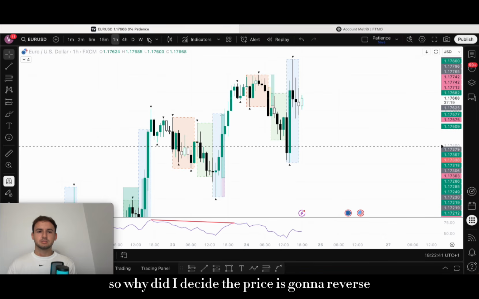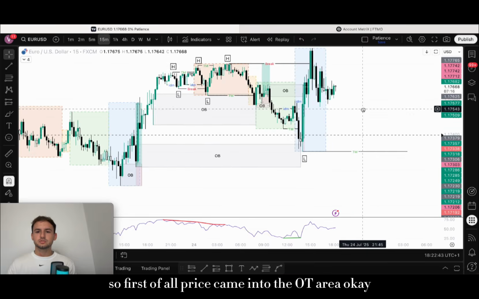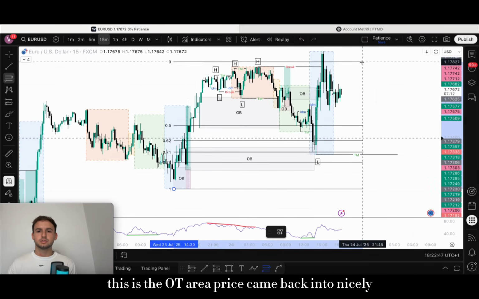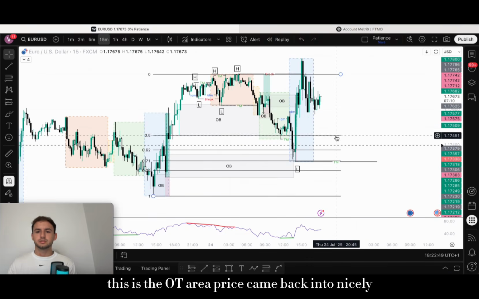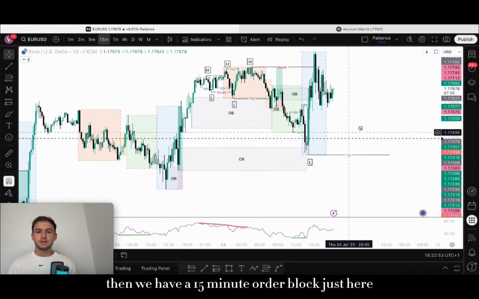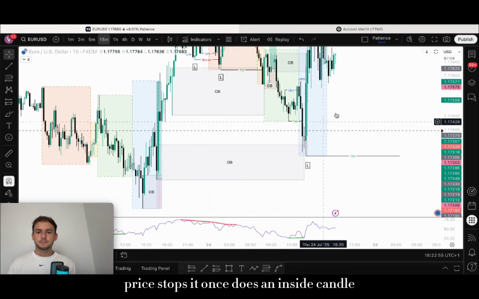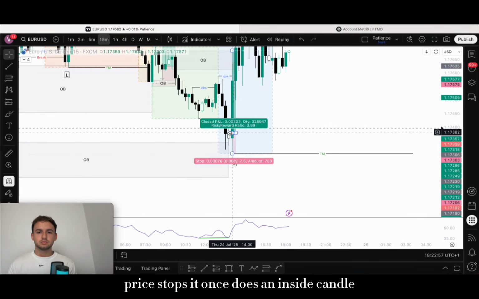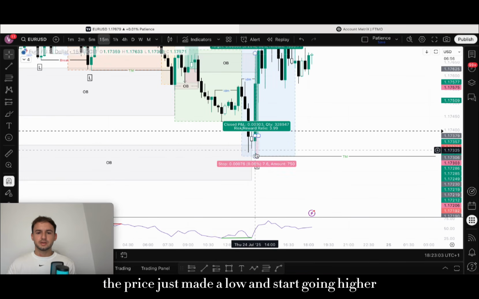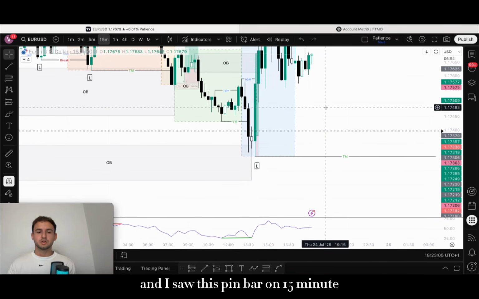So why did I decide the price is going to reverse? First of all, price came into the OT area. Okay, this is the OT area. Price came back into it nicely. Then we have a 15-minute order block just here. Price taps it once, does an inside candle, and then sweeps this liquidity and forms a pin bar. So at that time the price just made a low and started going higher, and I saw this 15-minute pin bar.